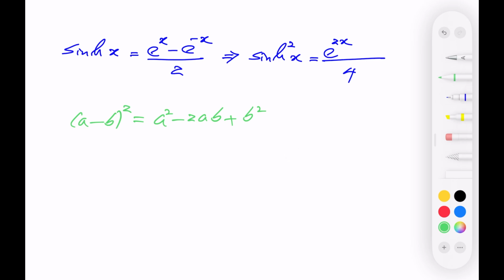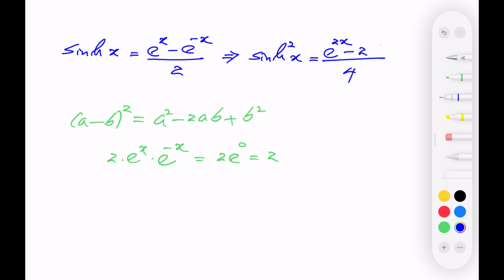And then the middle term. The middle term is negative 2 times a times b. So here's that negative symbol. 2 times a is e to the x, b is e to the negative x. When you multiply these 2 things, we know that the exponents are added. Then x and negative x will be added to become 0. It will be 2 times e to the 0. Any number raised to the 0th power is equal to 1. Therefore, this is going to be equal to 2 times 1 equals 2. So the middle term is negative 2.